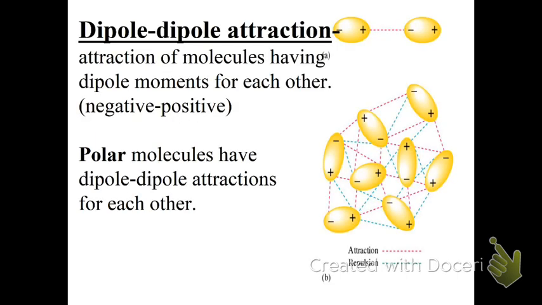So the first type we're going to talk about is a dipole-dipole attraction, and that is when a molecule has a dipole moment. In other words, slightly positive, slightly negative side. There's an attraction for each other. Opposites attract. So polar molecules will have dipole-dipole interactions. All polar molecules have dipole-dipole interactions. And so here's kind of a visual here. You can see that the attractive force in red is the positives and negatives being attracted to each other. And of course the repulsion is the 2 positives or the 2 negatives. And the molecules themselves will orient themselves to minimize those repulsions and maximize the attractions.